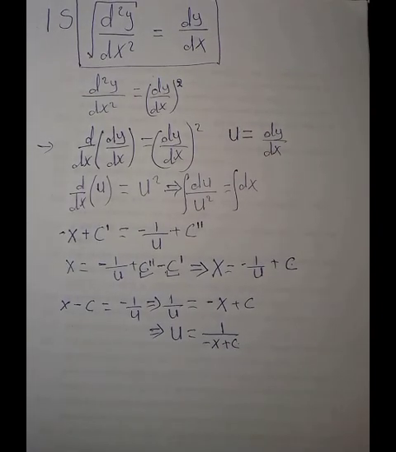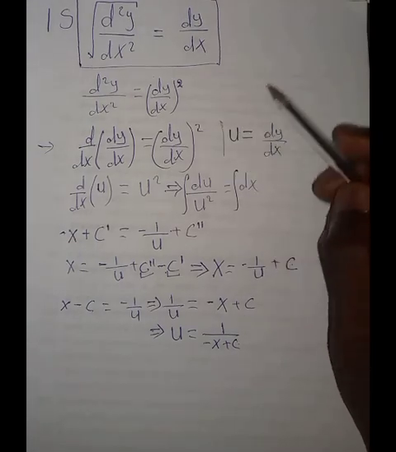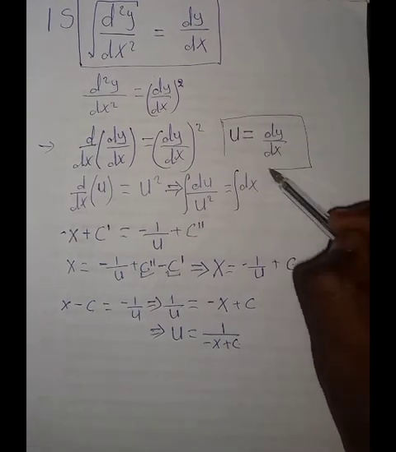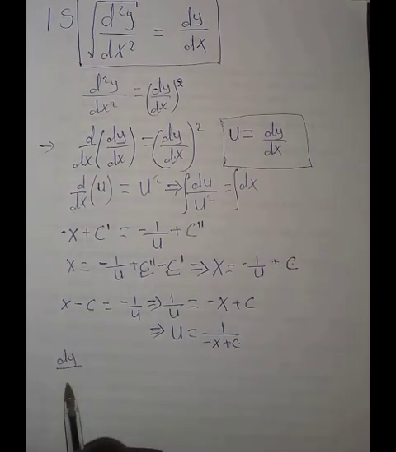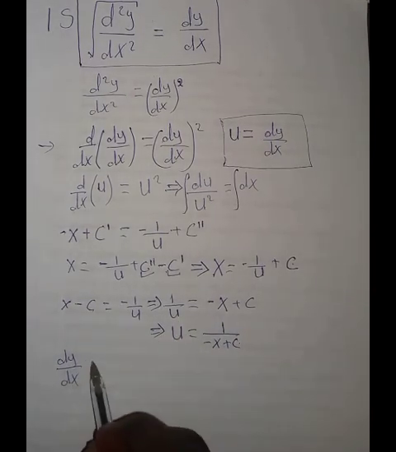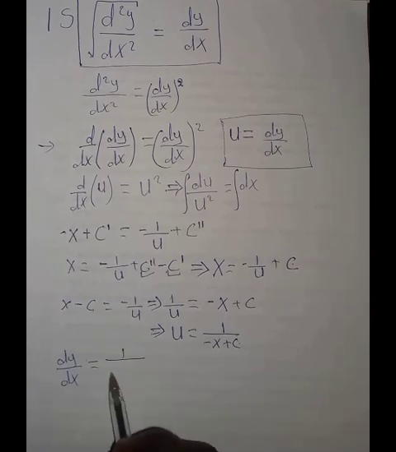Cool. Now, remember, I am to find a function in terms of y, but in this case, I have just u. But I'll look back to where I made this statement: let u equal dy by dx. So I'll just replace it back in this place. I'm going to have my dy by dx, which I've replaced with this u, which is the same as 1 over negative x plus c.